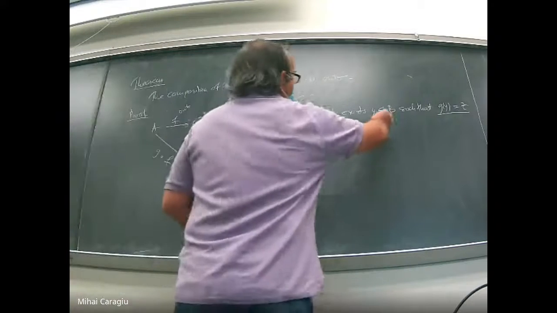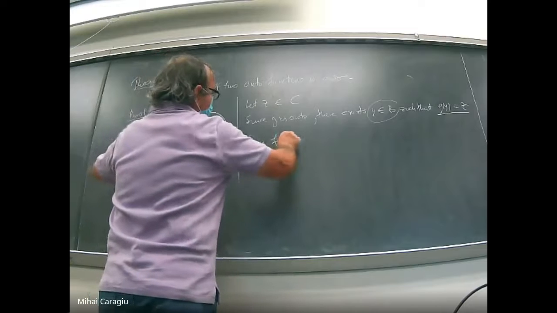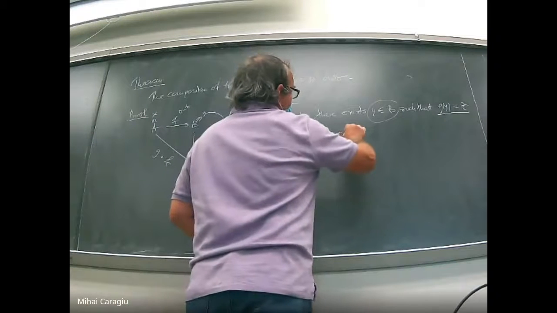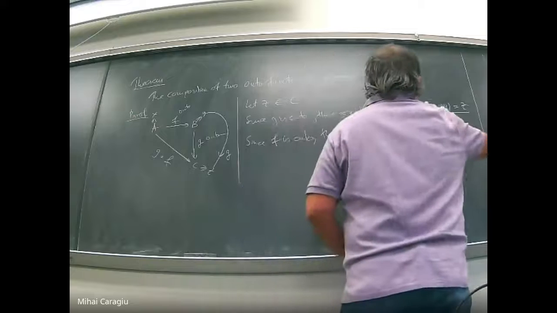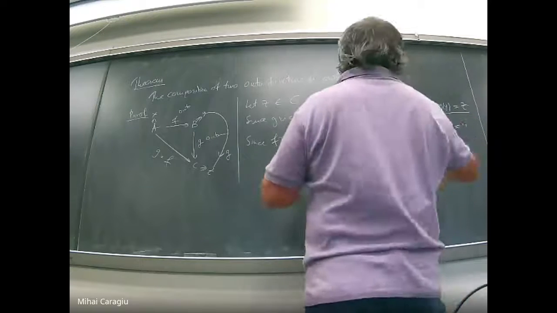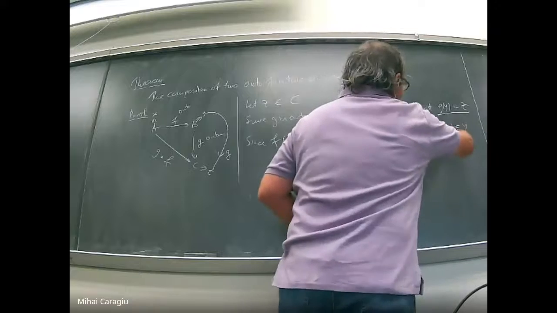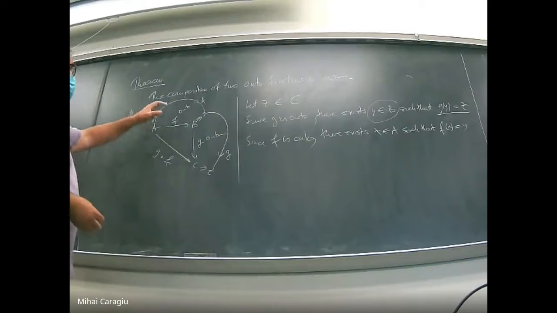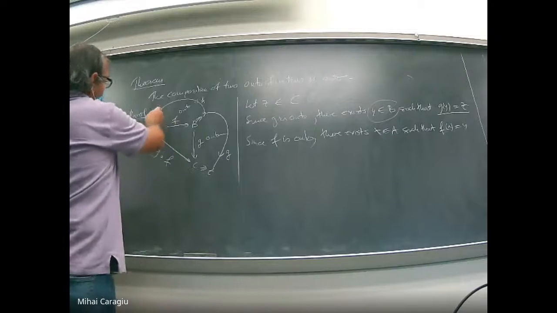Okay, now let's continue with this y in B. Since f is onto, there exists an x belonging to A such that f of x equals y. So via f, x is transformed into y. Now, like in any composition, via g composed with f, let's cut the middleman, x is transformed directly into z.